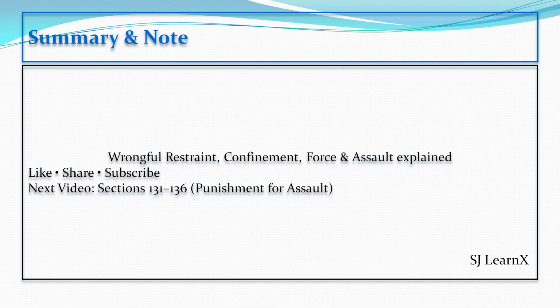So friends, these were sections 126 to 130 of BNS 2023. These sections form the foundation for understanding assault-related offences.